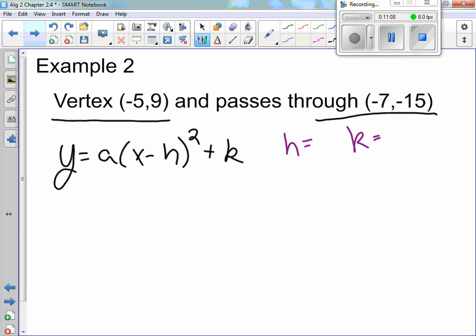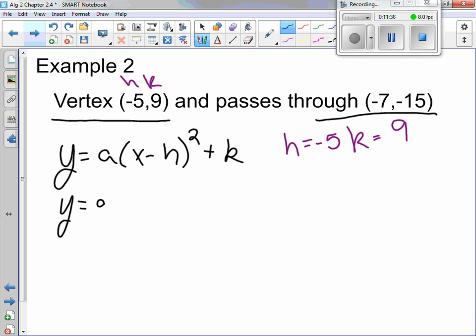So when we look at this here, what's our h and what's our k? What comes from the vertex? h would be -5 and k would be 9, because the vertex is h comma k. The vertex here is -5 comma 9. So h is -5, k is 9. We plug them in. So we're on to step 4.